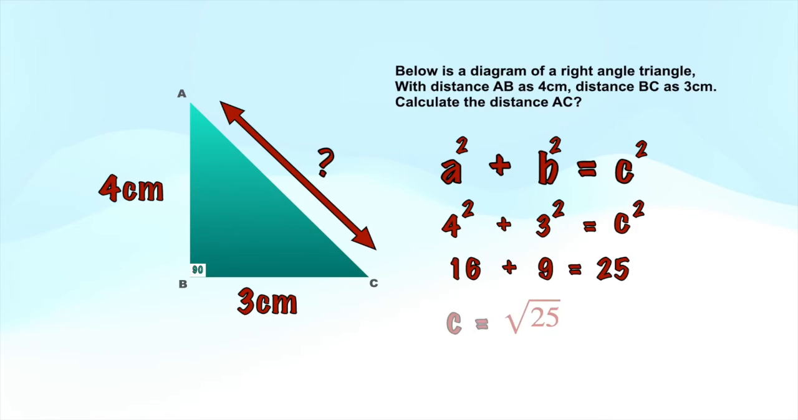So in order to find C, we have to do the opposite. If it's squared on one side, we have to square root the other side. C equals the square root of 25, which would give us 5. And that's the length of AC.